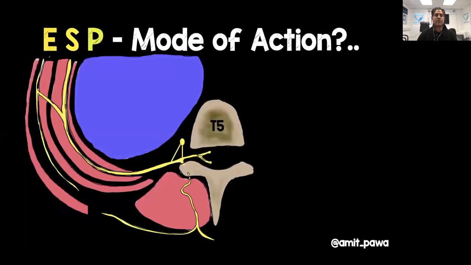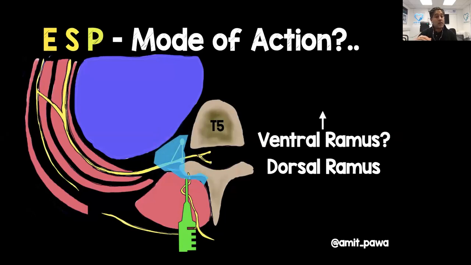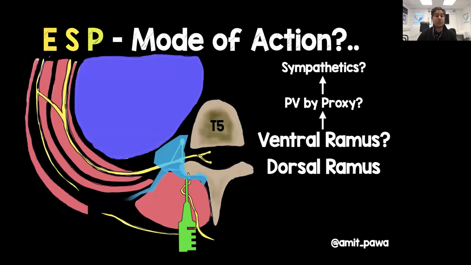So if you have a look at how the erector spinae plane block might work, the first part makes sense. You can get the dorsal ramus here by injecting in close proximity to it. You can then maybe get local anesthetic diffusing towards the ventral ramus and the sympathetics, giving you a paravertebral by proxy.